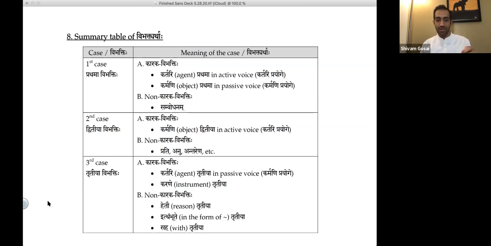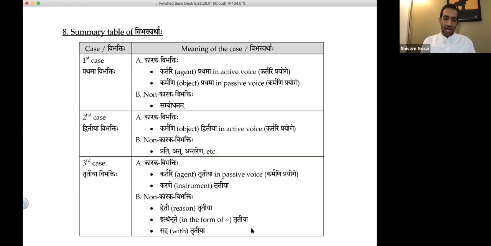Right? Second case we saw, right? Karmani Ditiya in Kartari Prayoga, in active voice. You can also get second case by connection to Pratyanuantarena. Third case, we saw that it's usually connected to the karaka of karanam, right? It's the instrument. But when we're in passive voice, it can also be the karta, the doer of action. Then we also saw 3 non-karakas: heto, itam buddhe, and saha tritiya. I'm going a little fast because we did this last time.